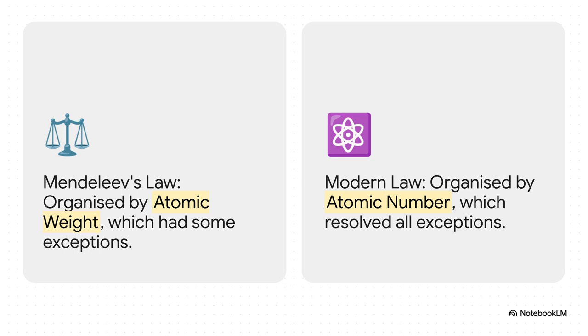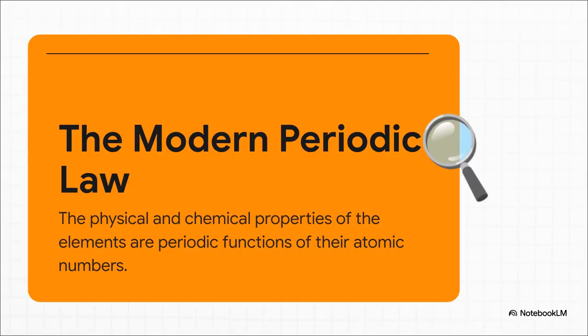See, Mendeleev organized by weight, which worked most of the time. But there were a few odd spots where it didn't quite fit. Moseley's discovery of the atomic number provided the true order, and it resolved every single one of those little exceptions. It just tidied up everything perfectly. And this led directly to the modern periodic law, which is the foundation of the table we all use today. It states, the physical and chemical properties of the elements are periodic functions of their atomic numbers. Simple, elegant, and most importantly, correct.